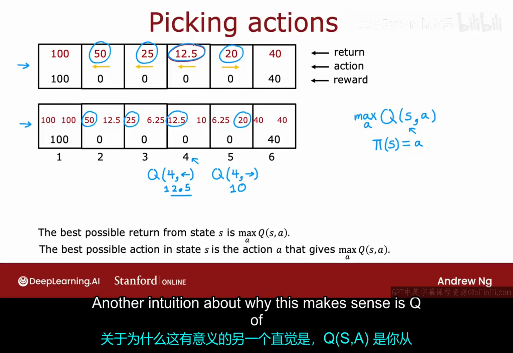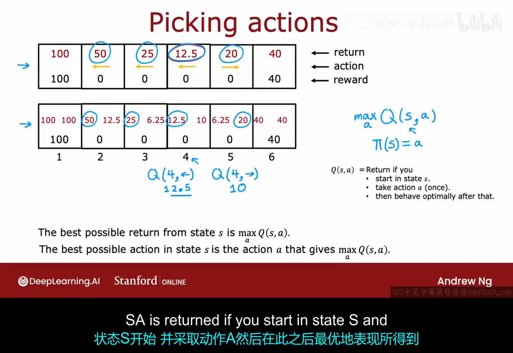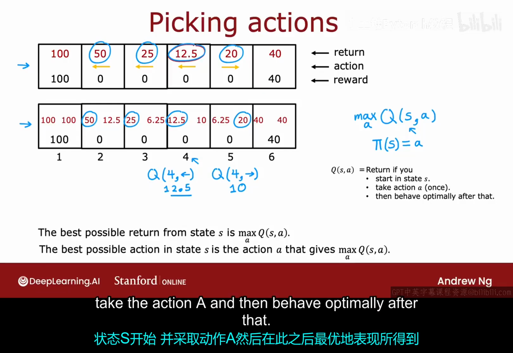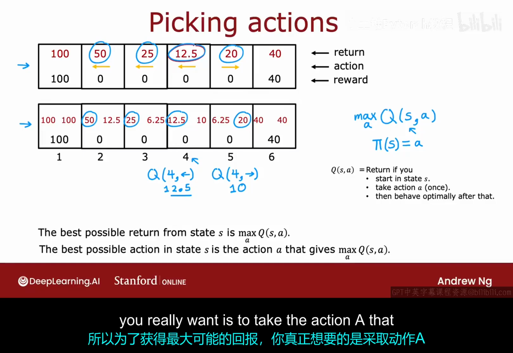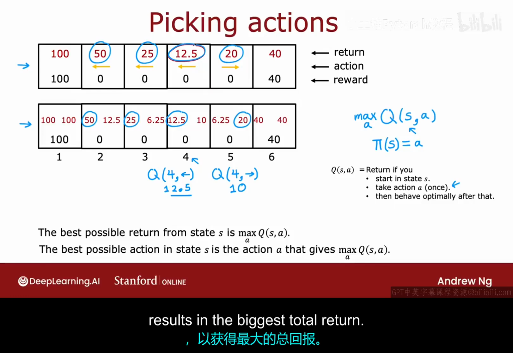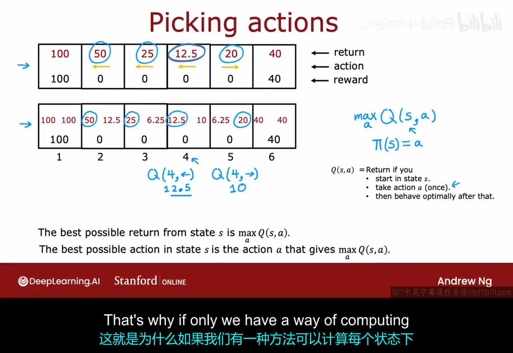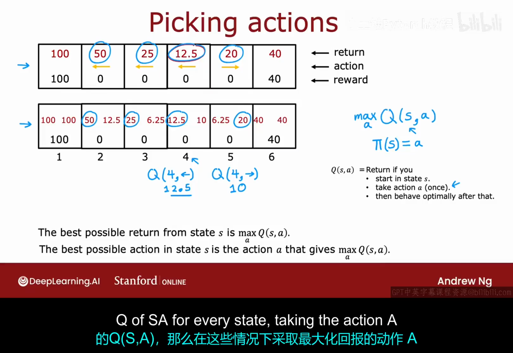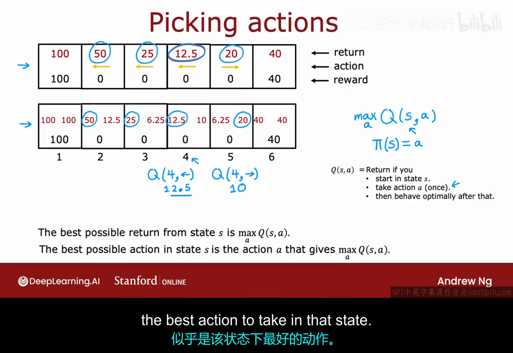Another intuition about why this makes sense is Q of S, A is the return if you start in state S and take the action A and then behave optimally after that. So in order to earn the biggest possible return, what you really want is to take the action A that results in the biggest total return. That's why, if only we have a way of computing Q of S, A for every state, taking the action A that maximizes the return under these circumstances seems like it's the best action to take in that state.